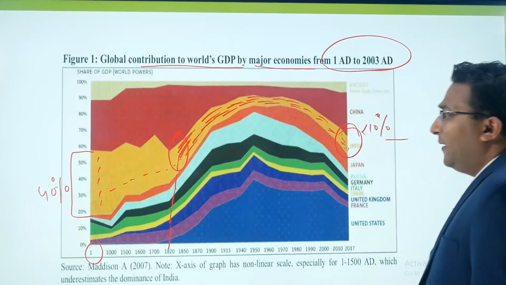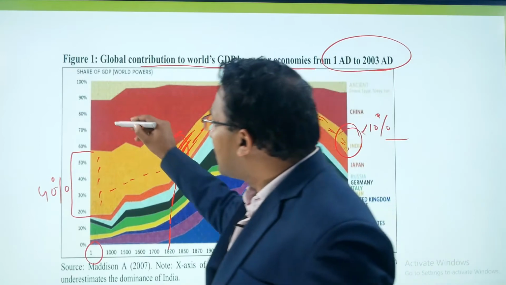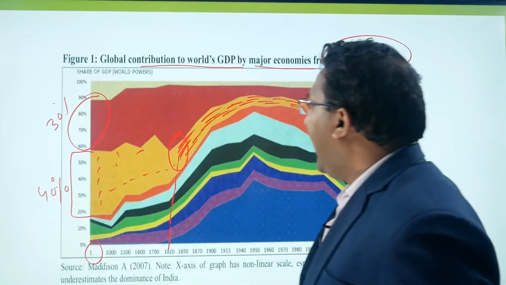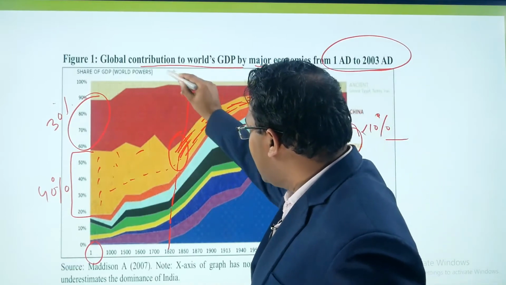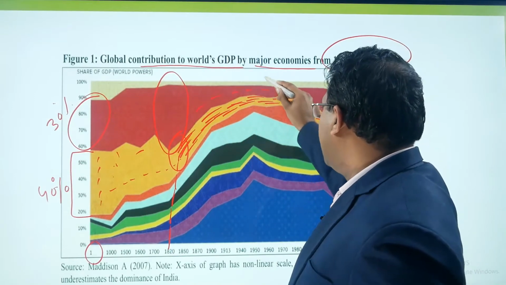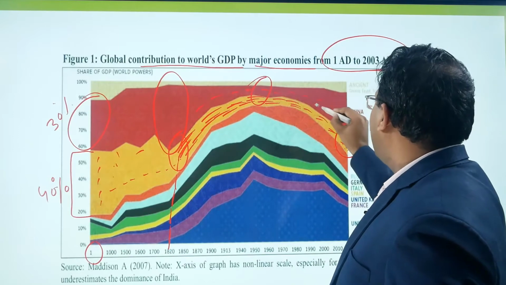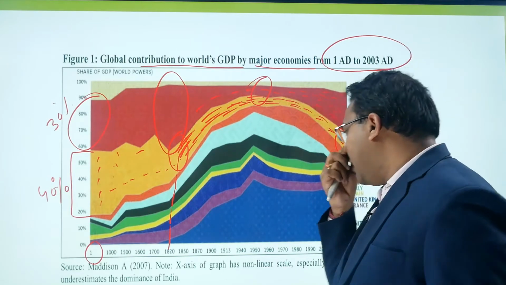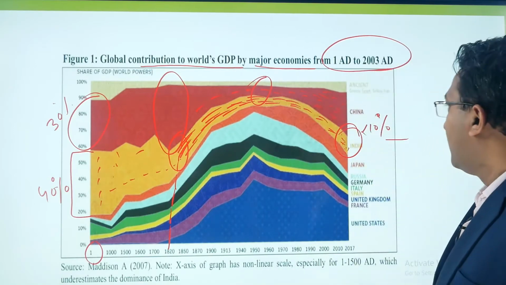So this was about India. The second major country we can see is China. Even China's contribution was approximately 30% in the first AD, and it increased up to even 35% in the 1700s, and then it decreased suddenly in the 1950s, and finally China is moving towards achieving its past glory.